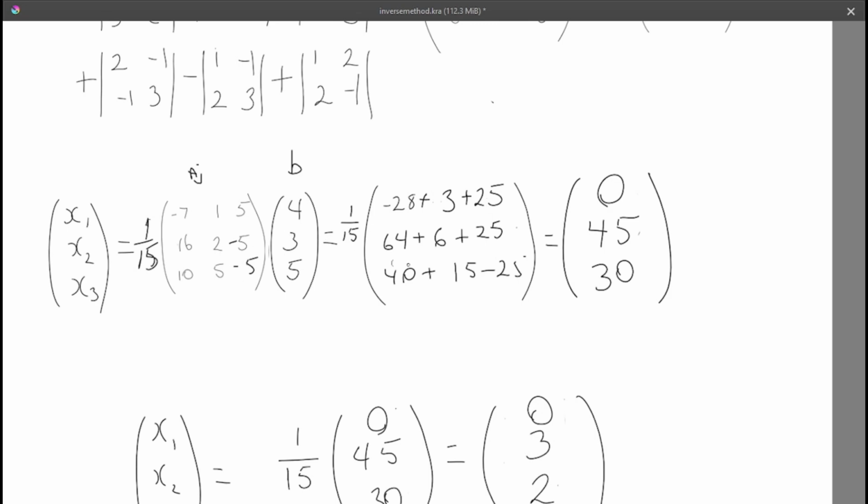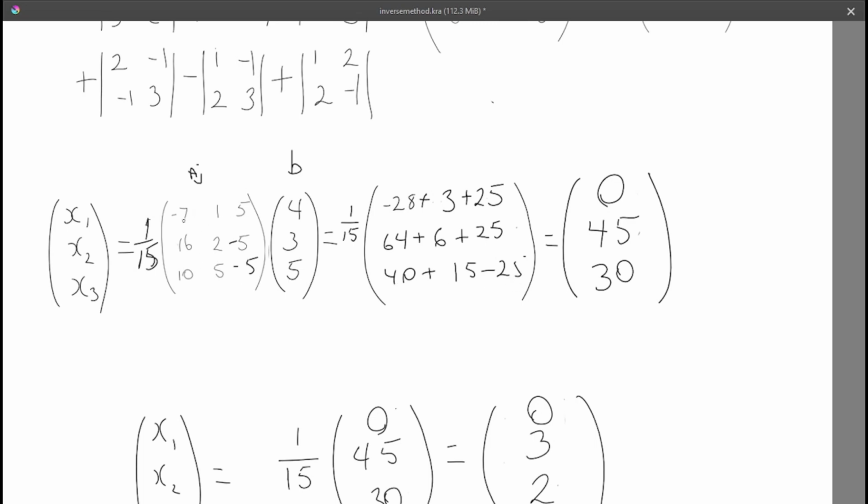16 by 4, which would be 64. 2 by 3, which would be 6. Negative 5 by 5, which would be 25. We add it up, you get 45. 10 by 4, which is 40. 5 by 3, which is 15. And negative 5 by 5, which would be negative 25. So 40 plus 15 minus 25 will be 30.